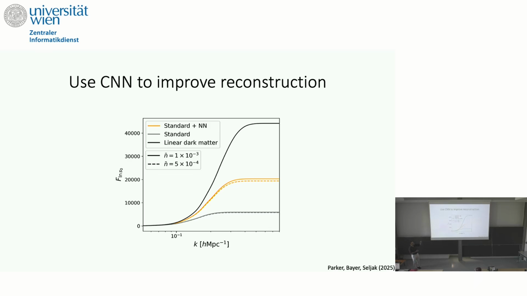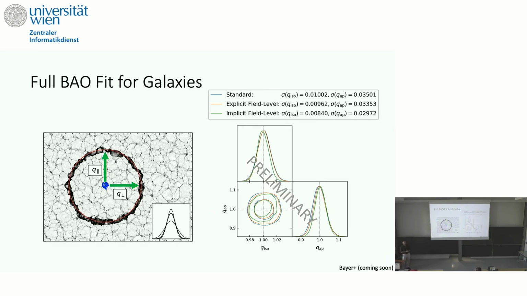And then the solid line is like, if I could actually measure the full linear dark matter field, that's how much information I can get on the BAO scale. So there's still room for improvement, but the orange line is improving a lot over traditional BAO reconstruction. And so now we're applying this to DESI-like mocks, doing a full BAO fit in the initial reconstructed field that we've made, and then finding the constraints on the BAO scales.